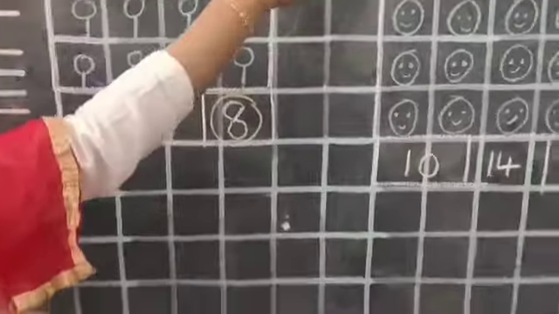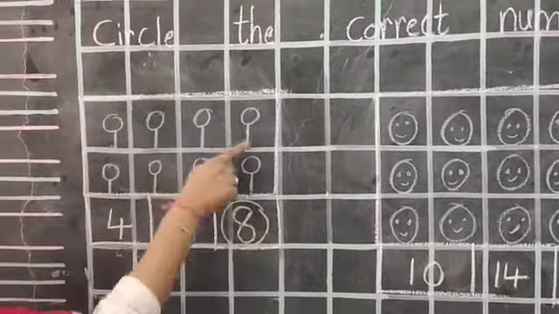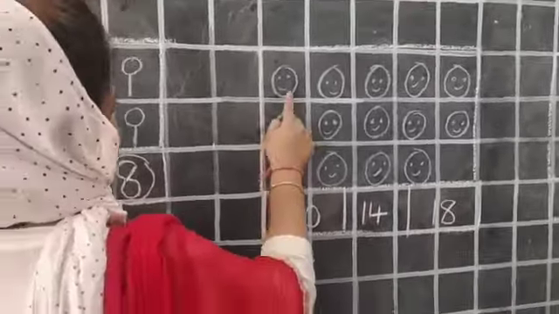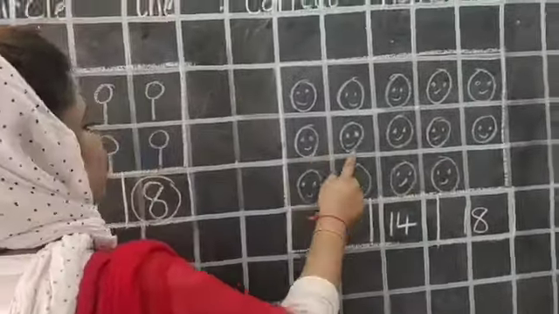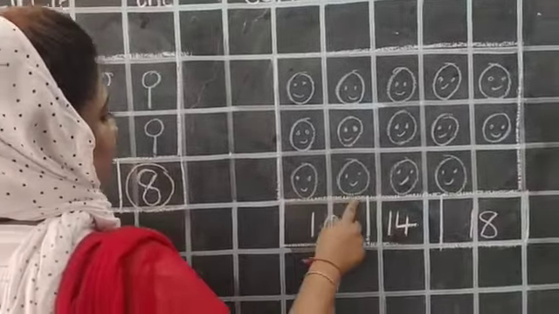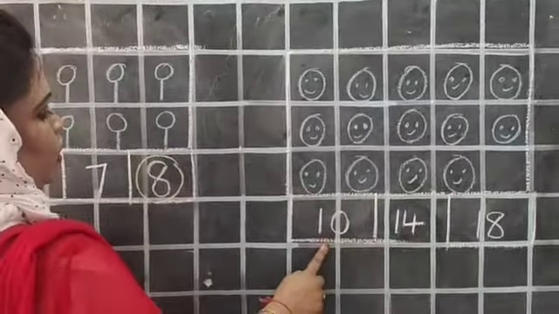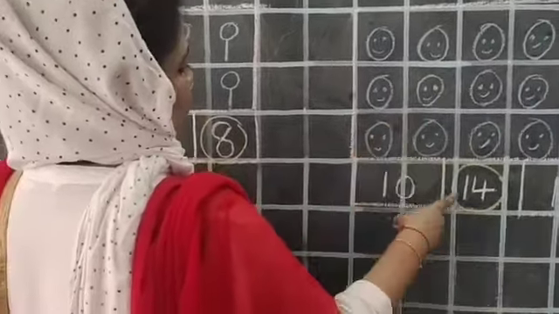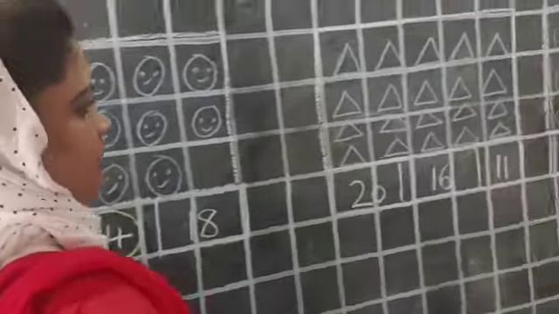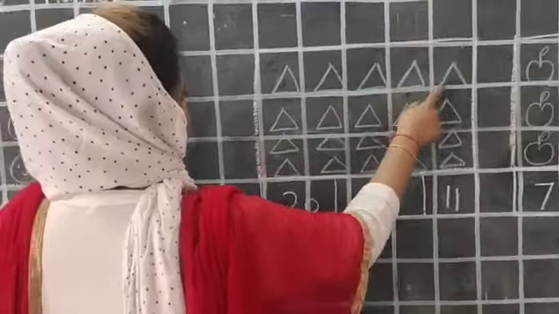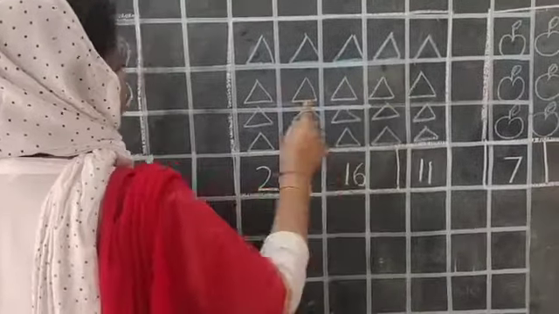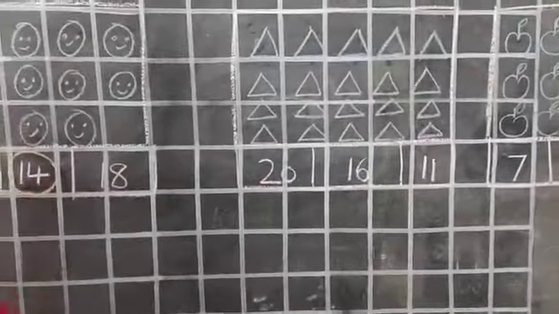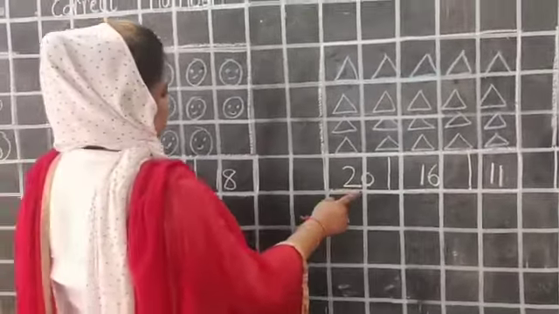The heading says count the picture and circle the correct number. Okay? Next, what is the picture? Smiley. Count how many smileys are there? 1, 2, 3, 4, 5, 6, 7, 8, 9, 10, 11, 12, 13, 14. Is this 14? No. Is this 14? Yes. So what you have to do? You have to circle. Count the picture and circle the correct number. Next, triangles. Count how many triangles are there? There are 20 triangles. So you have to circle number 20.